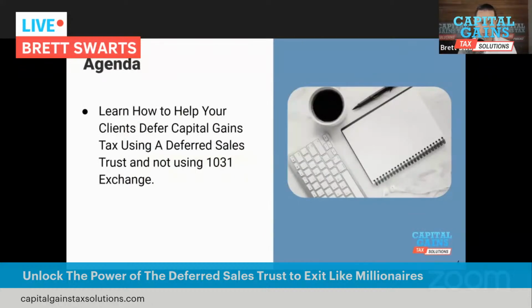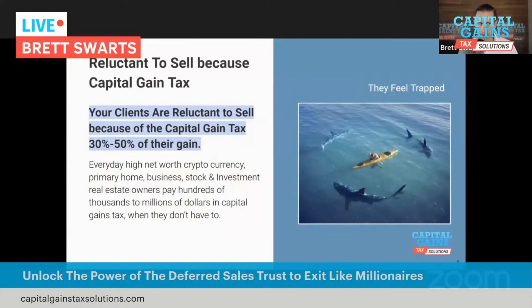And as well, our agenda is basically to learn how to help your clients defer capital gains tax using a Deferred Sales Trust and not using a 1031 exchange, okay? By the way, not to be confused, a Deferred Sales Trust is not a Delaware statutory trust. A Delaware statutory trust is just another form of a 1031 exchange. In fact, a better name for that would be a Delaware 1031, but they're both DSTs. This is something that's different than a 1031 altogether.